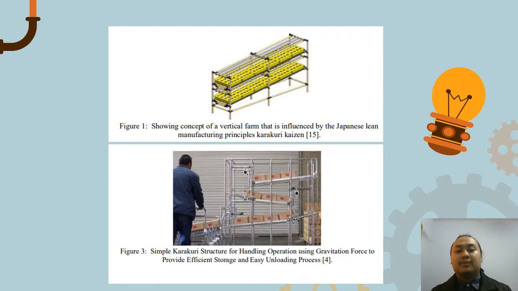This journal shows that the prototype adopts the Karakuri Kaizen lean management principle to allow the mechanical movement of growing trays, which reduces vertical and horizontal movement that would otherwise need robots, and maximizes space for any typical factory layout in the cultivation area. Then, in figure 3, the simple Karakuri structure for handling operation using gravity. The desire to increase productivity can be effectively achieved by small and medium-sized companies adopting low-cost automation.